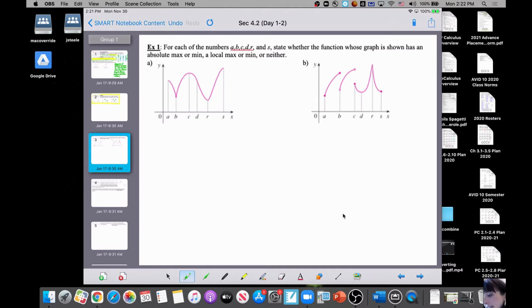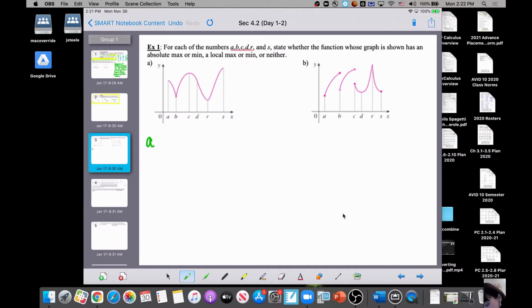And we know that by definition, an absolute max or an absolute min has to be either greater than or equal to, or less than or equal to, all points in the interval. And a local max or min has to be greater than or equal to, or less than or equal to, all surrounding values.